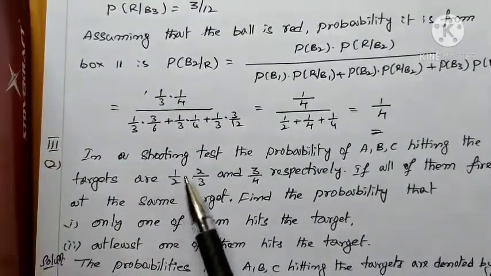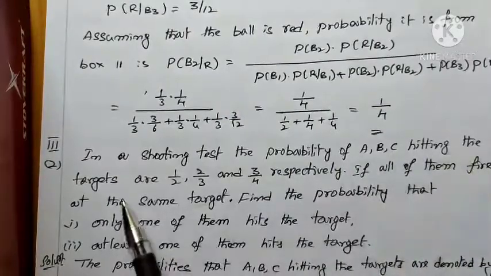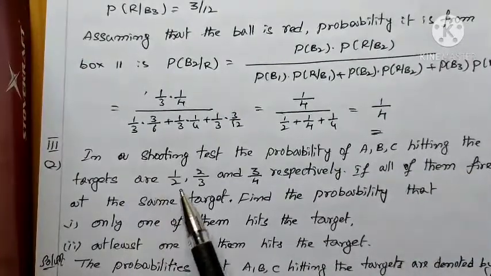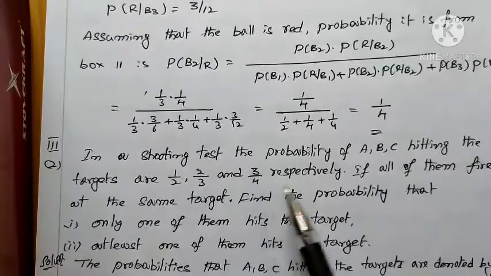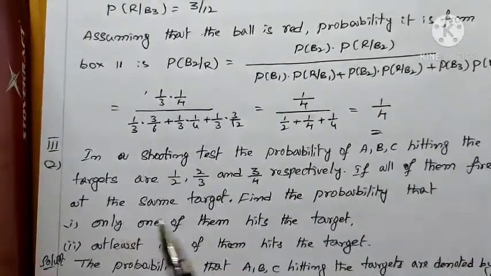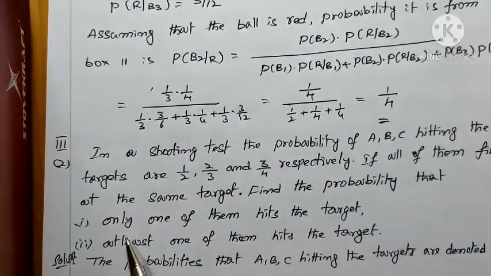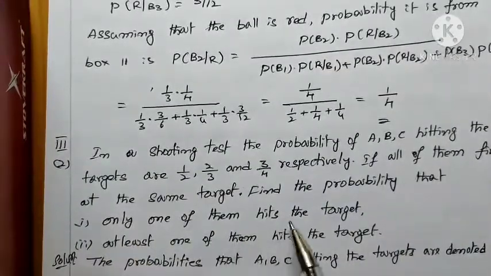In a shooting test, the probabilities of A, B, C hitting the target are 1/2, 2/3 and 3/4 respectively. If all of them fire at the same target, find the probability that only one of them hits the target.